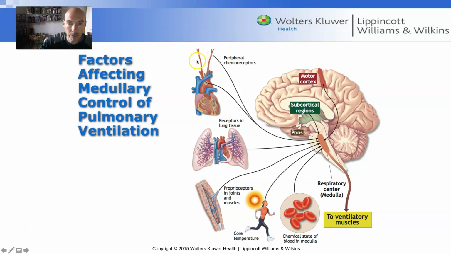We have chemoreceptors in our heart, right? When the heart starts beating faster, as it does during exercise, that also stimulates the breathing to increase. We have these peripheral receptors, which means away from the middle part of the body, that are really sensitive to the chemical state, right? So when our blood chemistry changes, that can stimulate increased ventilation.